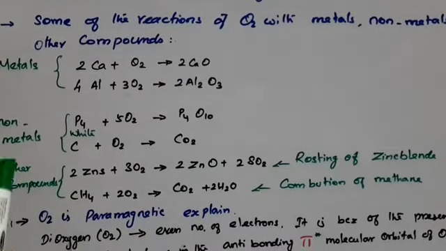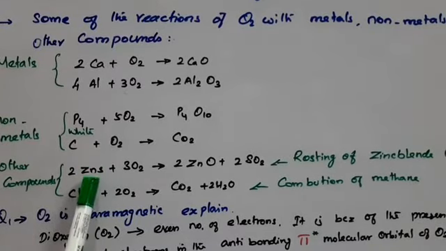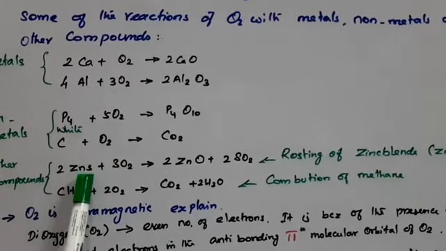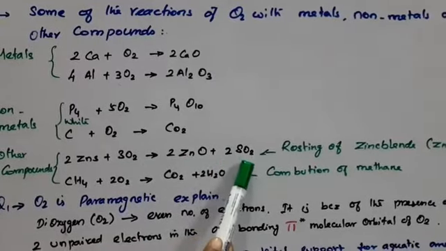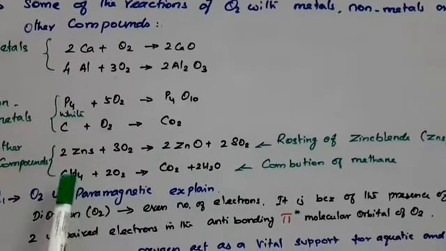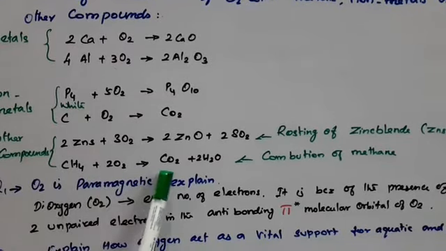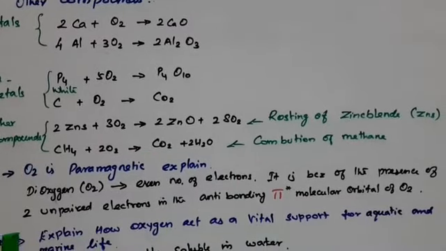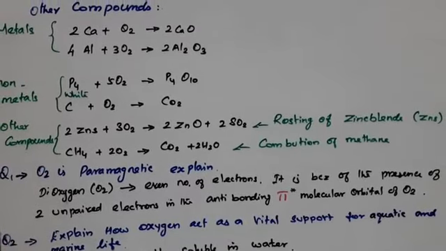And dioxygen reacts with other compounds, like ZnS, which is zinc blende. Already we studied this in isolation of elements. Zinc blende in the presence of dioxygen forms zinc oxide and SO2. This is the roasting of zinc blende reaction. The same, CH4 means methane. Methane reacts with dioxygen to form carbon dioxide and water. This is combustion of methane. So these are the properties. Dioxygen reacts with metals, non-metals and other compounds also.